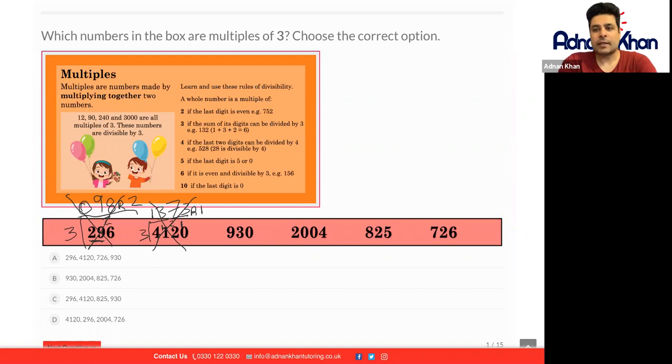Now let's go on to the next number, 930 divided by 3. So 3 goes into 9 3 times. 3 goes into 3 once. And can 3 go into 0? No. So that 0 then just comes up to the top. So 3 goes into 930 310 times. Now, because there is no remainder, this will be a multiple of 3. So 930 will be a multiple of 3. So we'll just tick that for now.